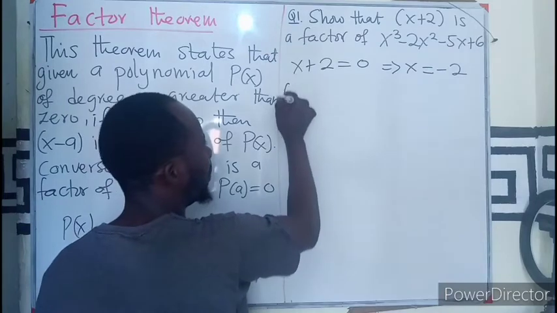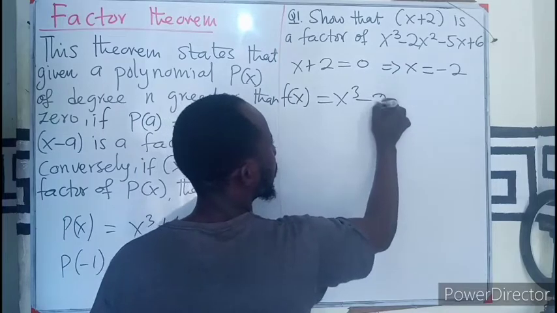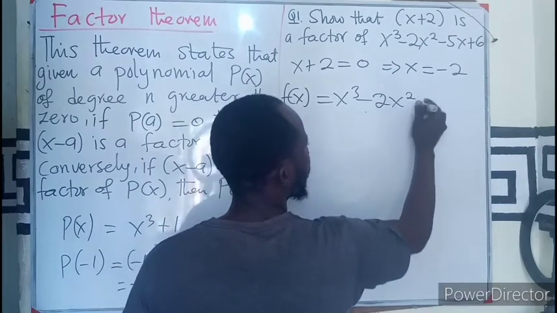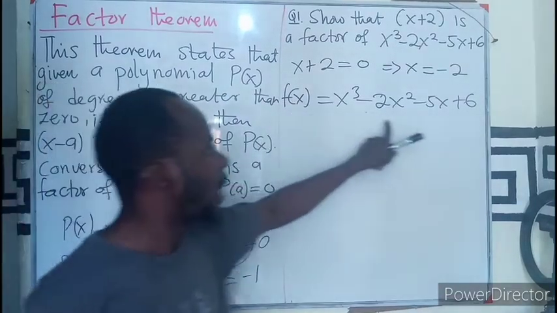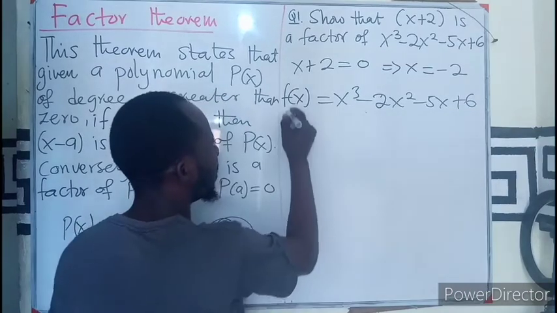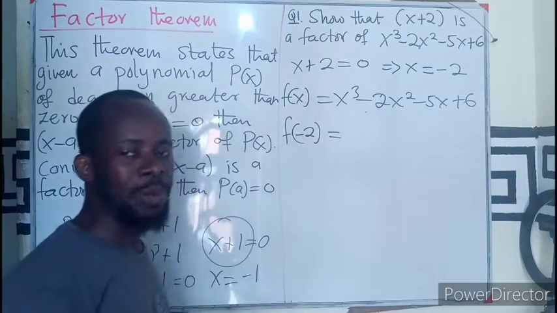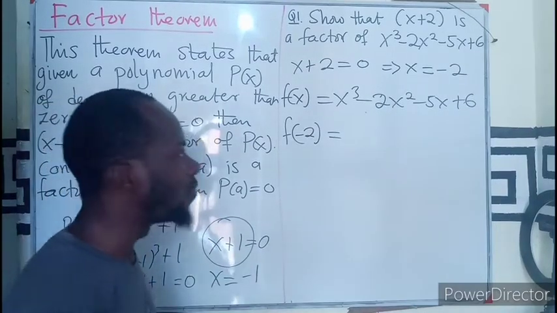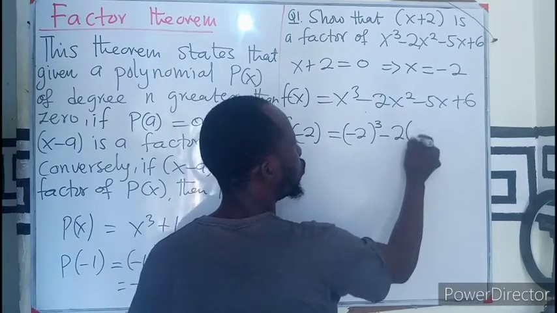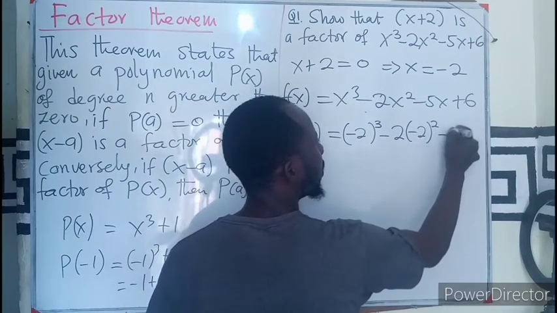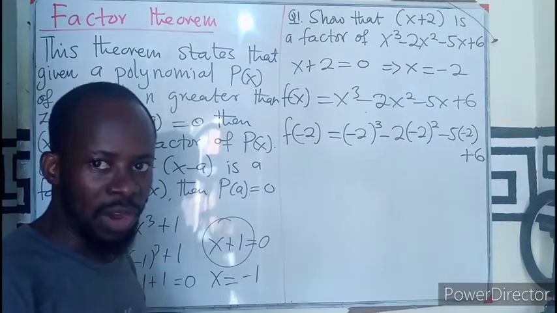So if we let f of x be our polynomial, x cubed plus 2x squared minus 5x plus 6, then f of -2, we want to see whether we will get 0. You must get 0 to prove that it is a factor. So -2 all to the power 3, plus 2 times -2 squared, minus 5 times -2, plus 6. We've replaced all the values of x.